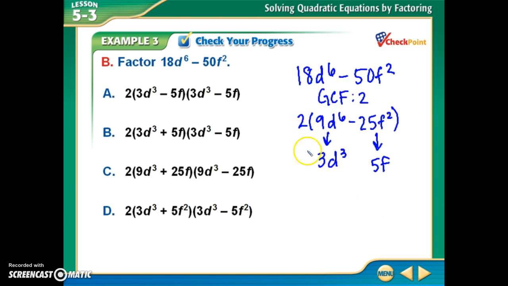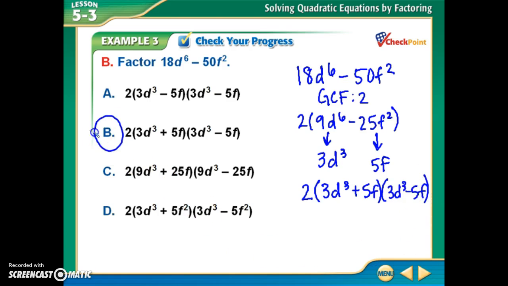Don't forget about the 2 out front. So we have 2 times 3d cubed plus 5f times 3d cubed minus 5f. And that goes with answer choice B.